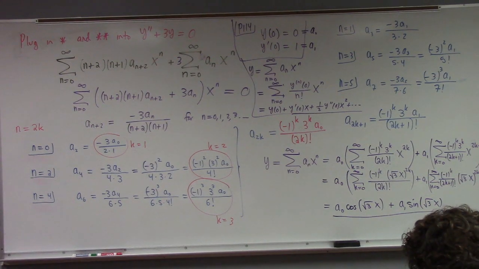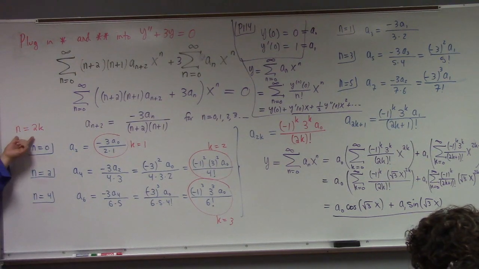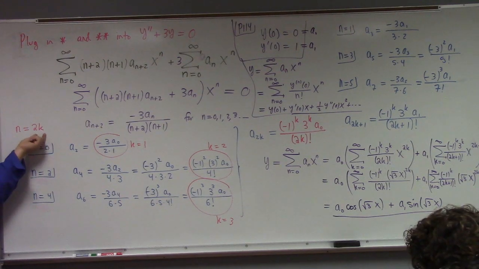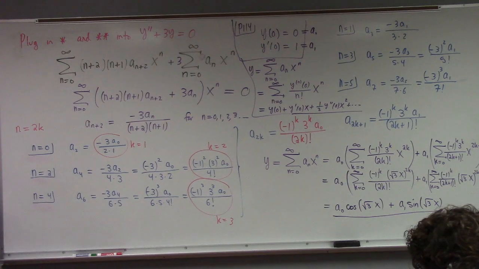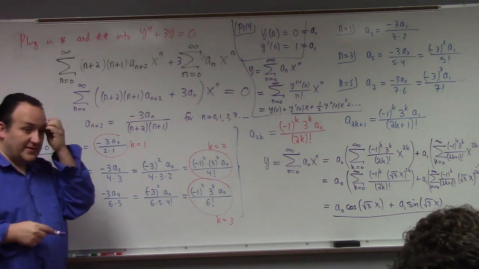Another question: what was the purpose of making n equal to 2k? Oh, just the pattern. If we want to talk about even numbers, it's useful to index n in terms of twice another number, so it'll only be even. This is just our go-to formula for even numbers: n equals 2k. And 2k plus 1 will always be odd.